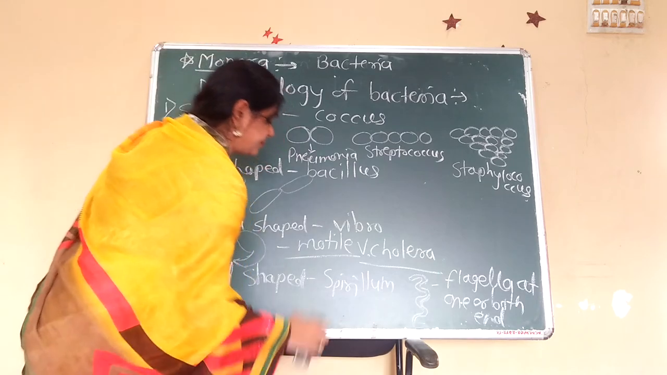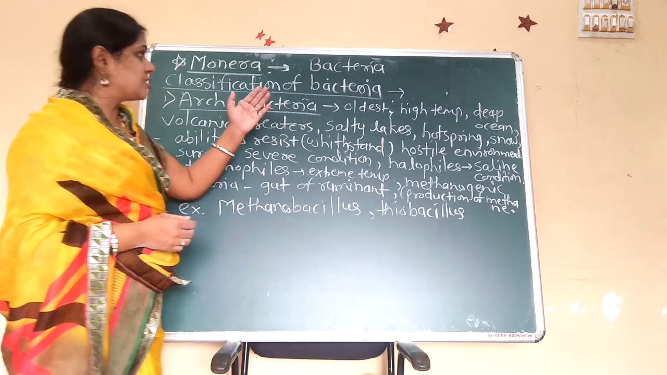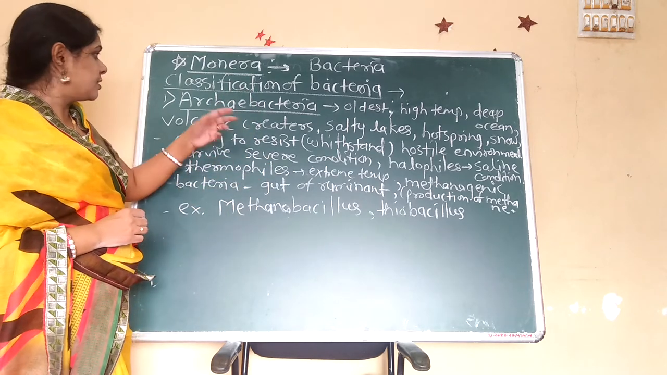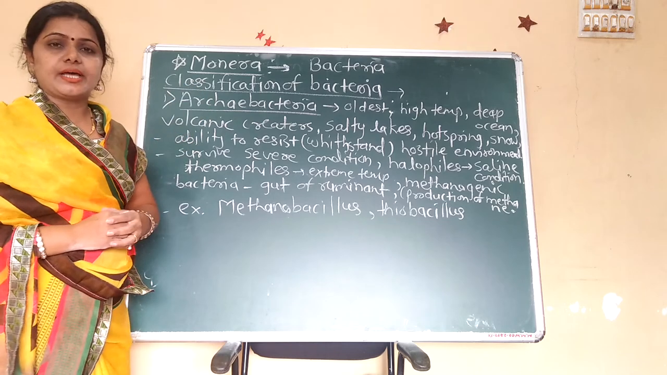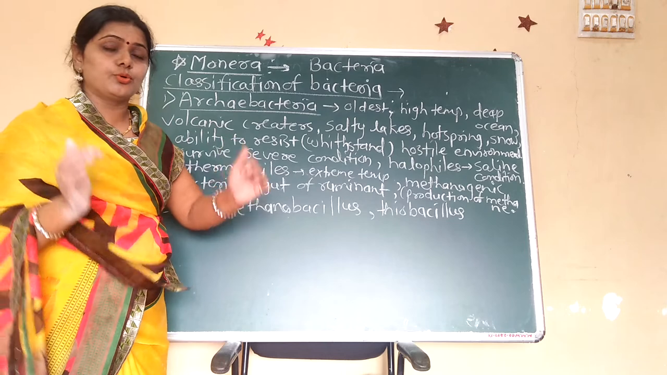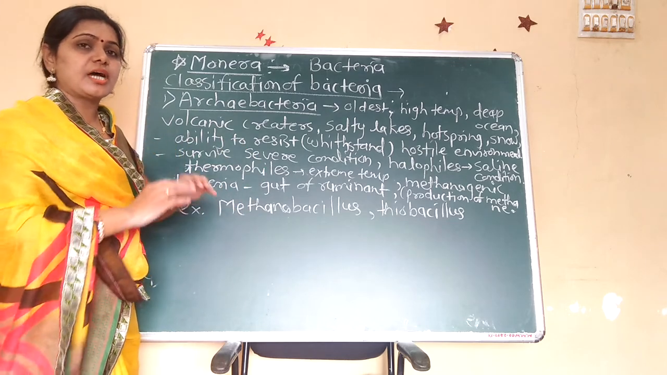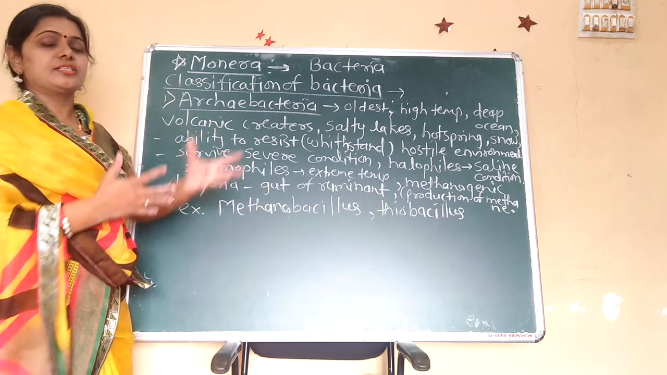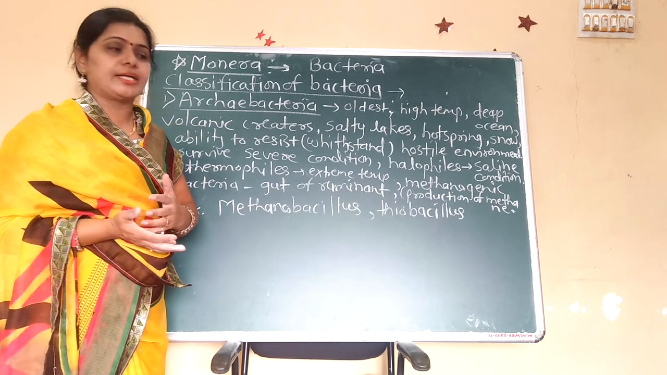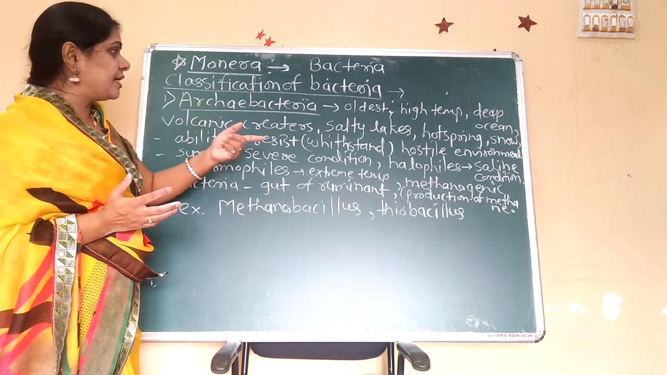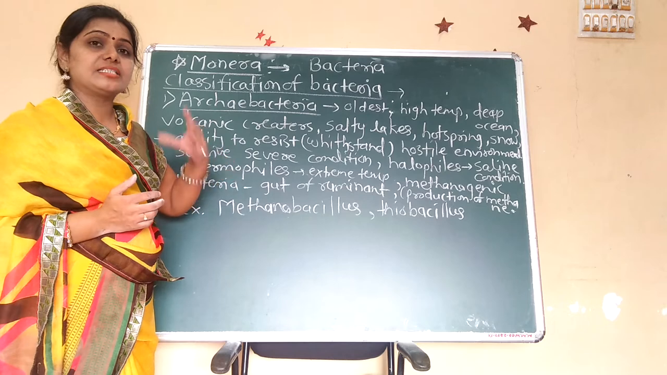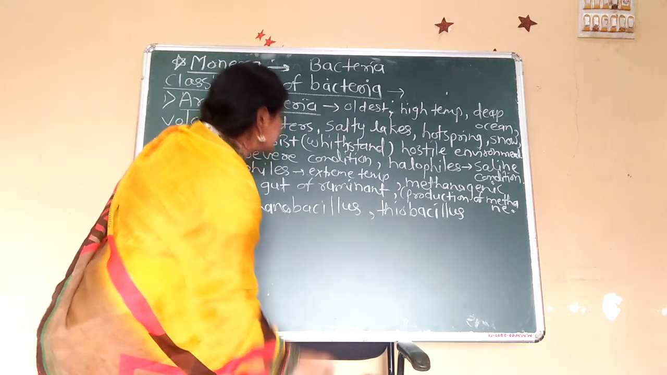Then the classification of bacteria. There are two types of classification: archaebacteria and eubacteria. The bacteria are divided into two groups. One group is archaebacteria; archae means oldest, ancient bacteria. And eubacteria are the true bacteria. Archaebacteria are the oldest, ancient bacteria.